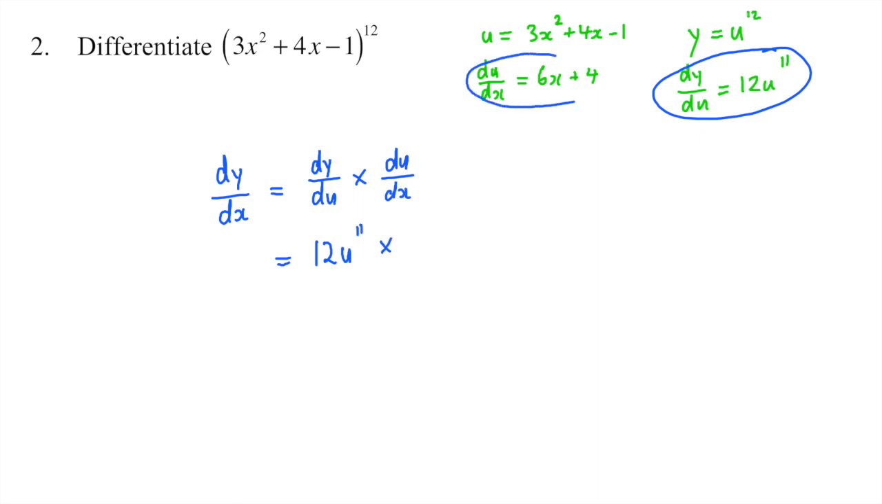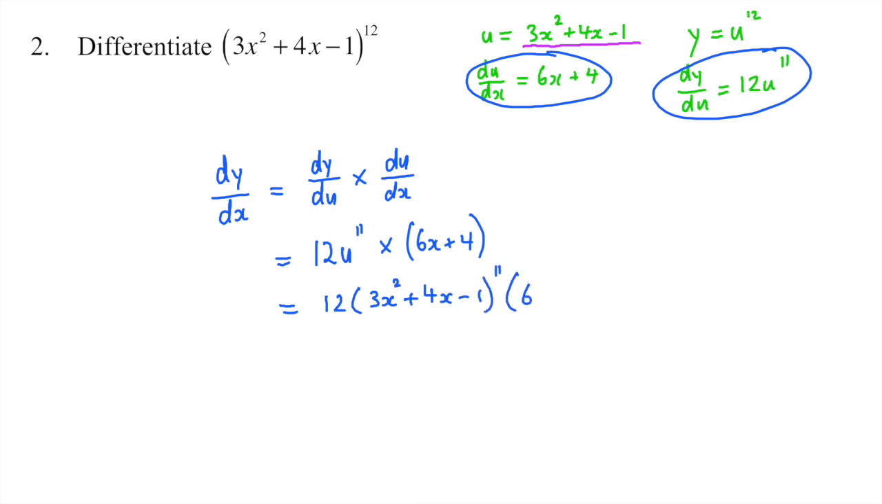Du over dx, that's 6x plus 4. Because there's two parts there, I'll keep it in a bracket. Now, what's another way of writing u? Well, u is in fact 3x squared plus 4x take 1. So it becomes 12 times (3x squared plus 4x take 1) to the power of 11 times (6x plus 4).